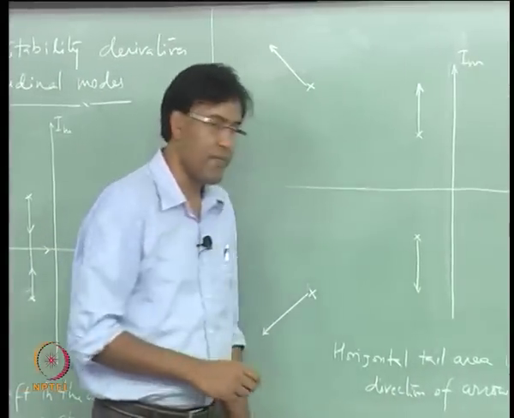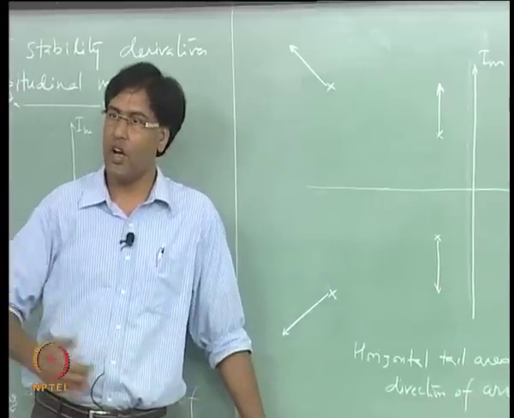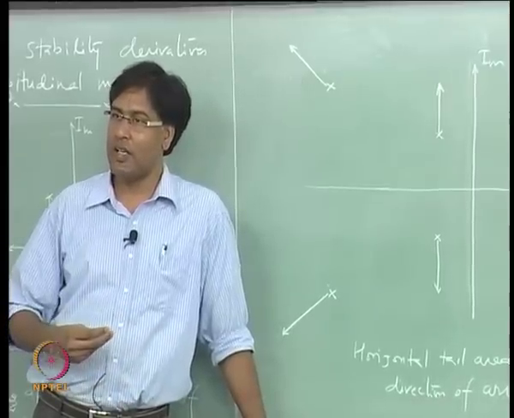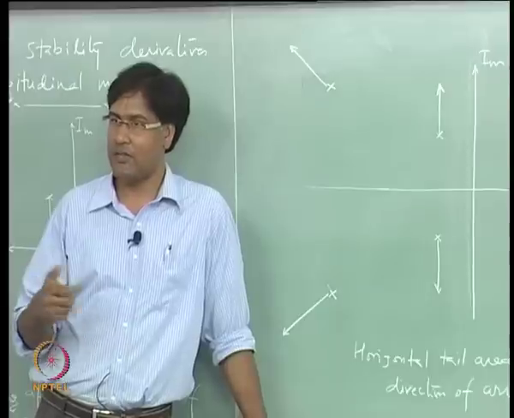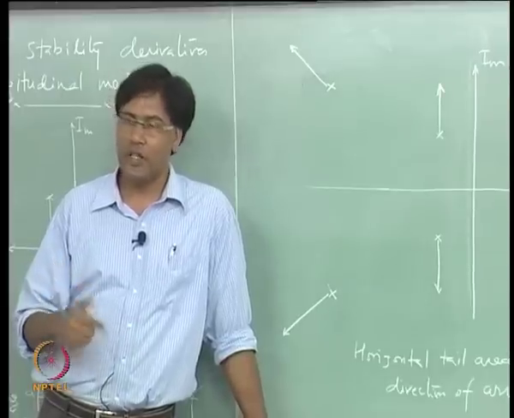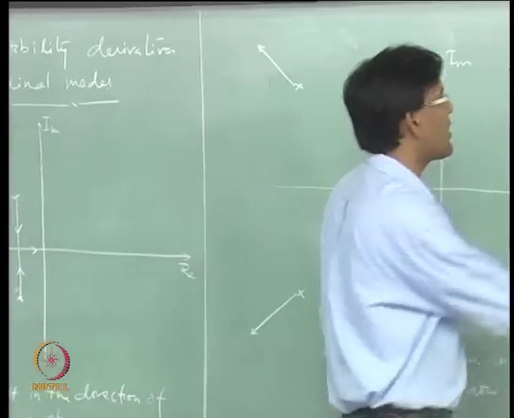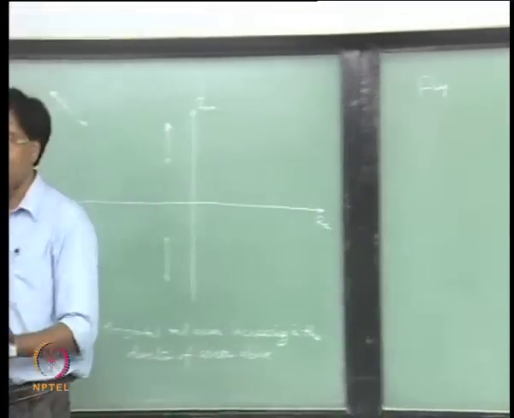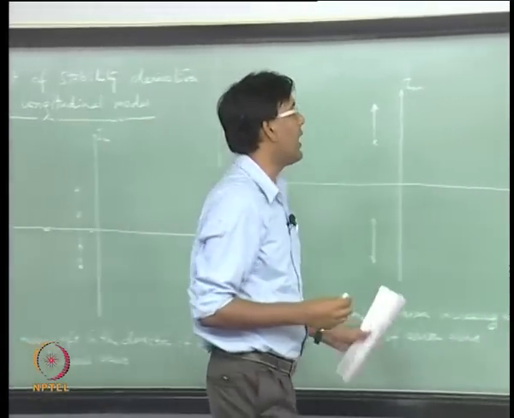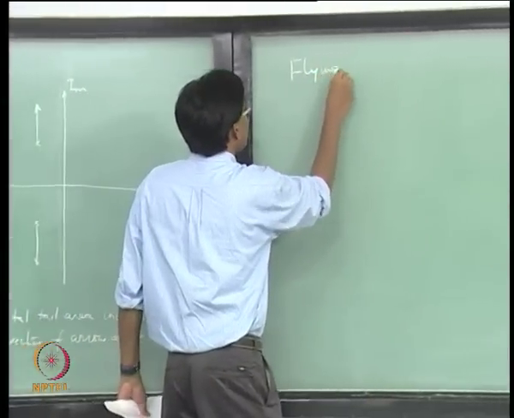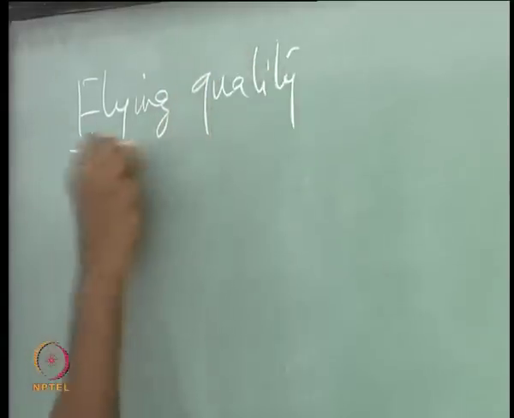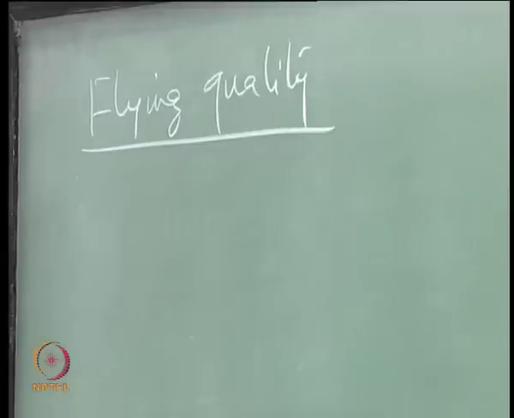Phugoid is a long period motion. Even though a pilot can control it, it can become really tiring for the pilot, right? So there we actually start talking about pilot comfort with the aircraft, right? And that is related to the flying quality of the aircraft, okay, flying or handling.